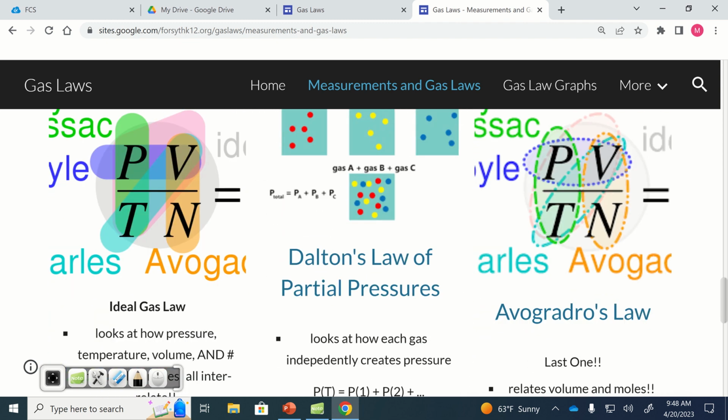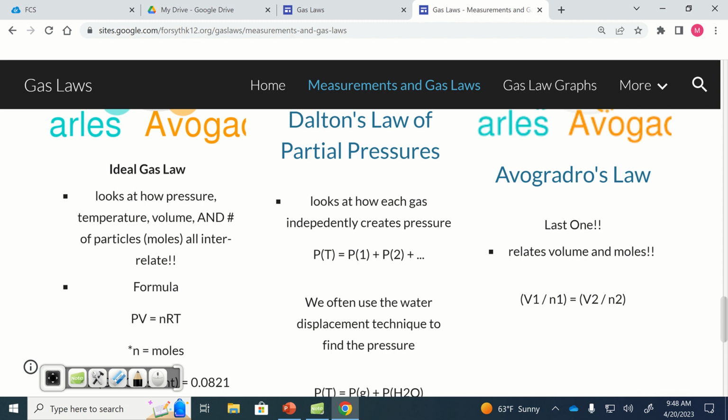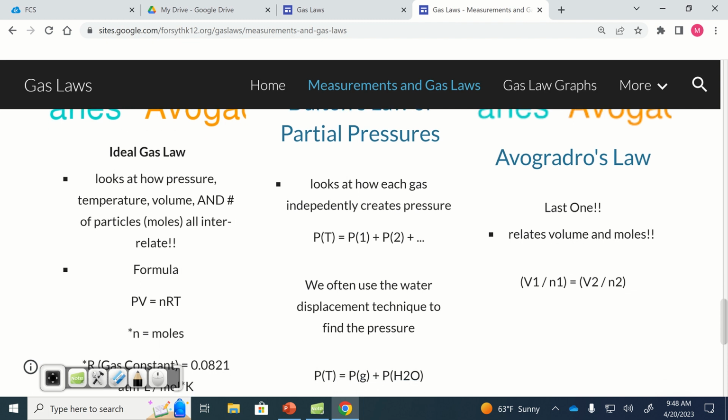All right, Dalton's law of partial pressures. Dalton's law of partial pressures basically looks at the fact that each gas independently creates its own pressure. So if there are multiple gases in there, each will have its own, and then we just simply add them all up. So that's really it. The total pressure will equal the pressure of gas 1 plus the pressure of gas 2.